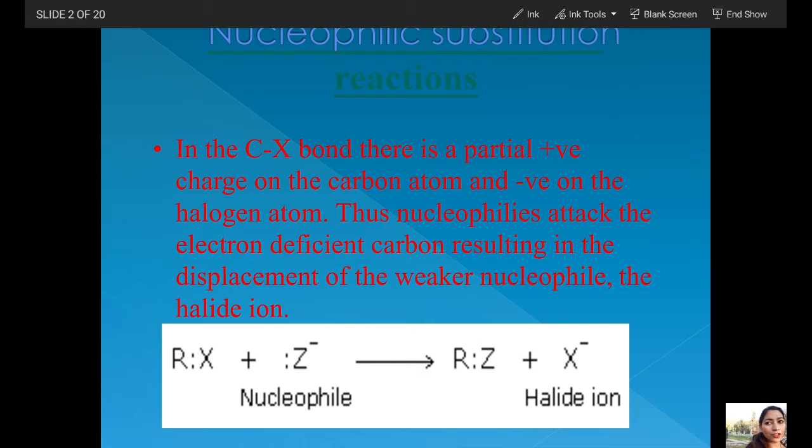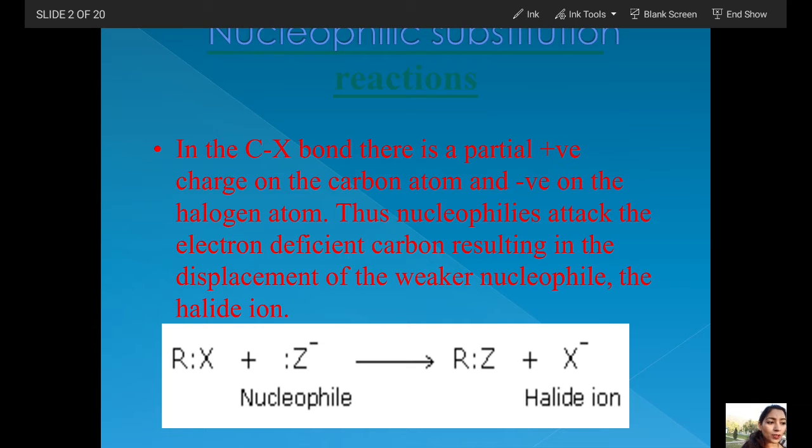We have two types of reaction: one is a nucleophilic reaction and the second is an electrophilic reaction. In this chapter we will go through the nucleophilic reaction, again the substitution reaction. What is a substitution? Substitution means replacement of one element by another element. Nucleophilic substitution means the replacement by a nucleophile.